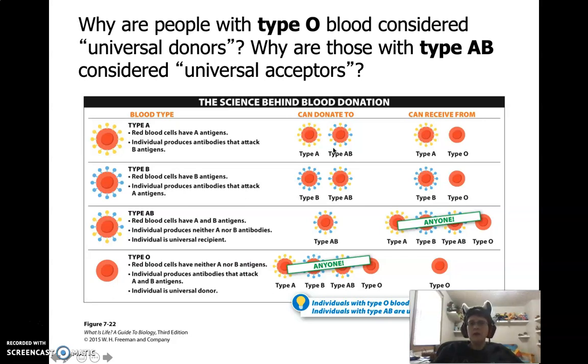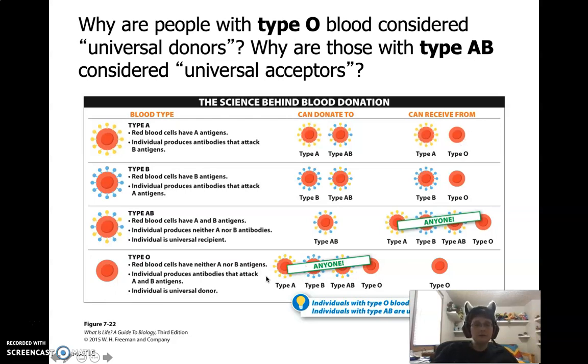Now, as far as donating, you can see it's a little different. If you're type A, you can donate to anybody who has an A allele. If you're type B, you can donate to anybody who has a B allele. If you're type AB, you can only donate to AB blood types because they have those flags. Anybody else, they would attack those blood cells. Type O, because they have no flags, can again donate to anybody like we saw over here because they have no markers.